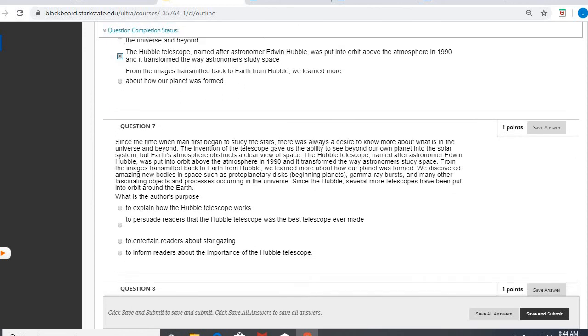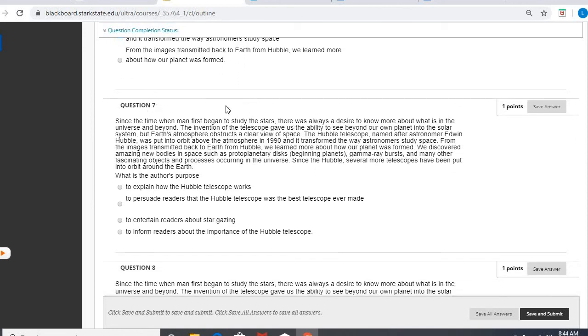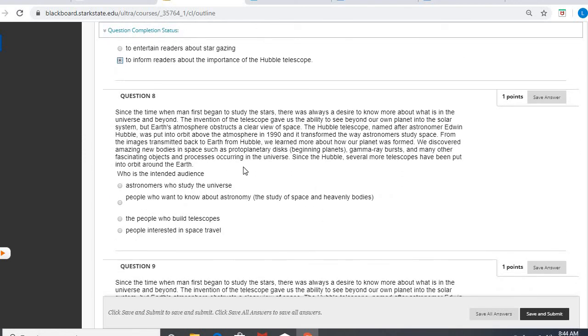All right, question 7. What do you think the purpose of this particular paragraph was? I mean, you may have been entertained. I don't think they're necessarily trying to convince us of how great this telescope was, but they definitely are informing us about why this telescope was really important and the kind of things that it does, not necessarily how it works. They don't get into all that sciencey stuff. They tell us how important it is. Question 8, who is the intended audience? I would say astronomers probably already know about this, and it's not like a step-by-step guide on how to build one. It's more just people who want to know about astronomy, people who are learning about space and heavenly bodies.